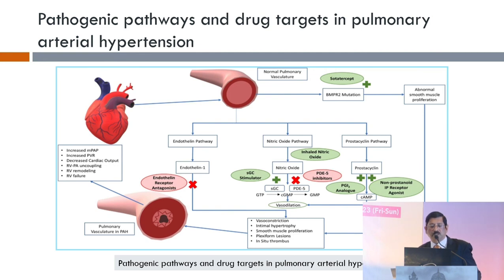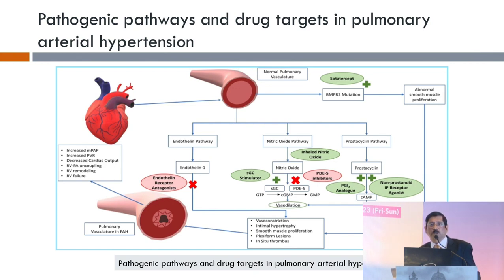And what do the drugs act on? You can see well delineated from the picture, there are 3 sites of action. One is the endothelin pathway. Endothelin 1, we all know, leads to vasoconstriction. If you can block it with the endothelin receptor antagonist, you can retard the progression of pulmonary artery hypertension.